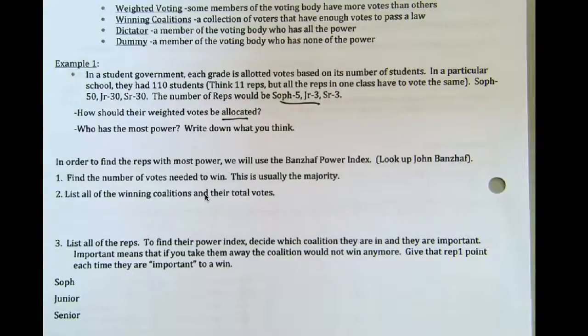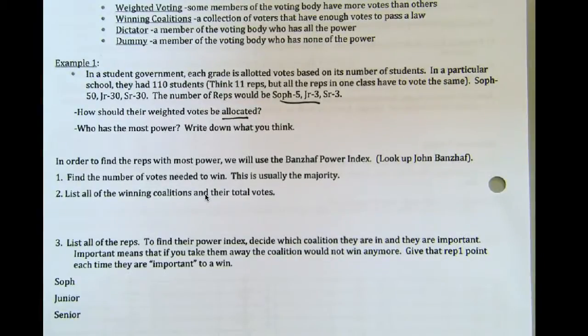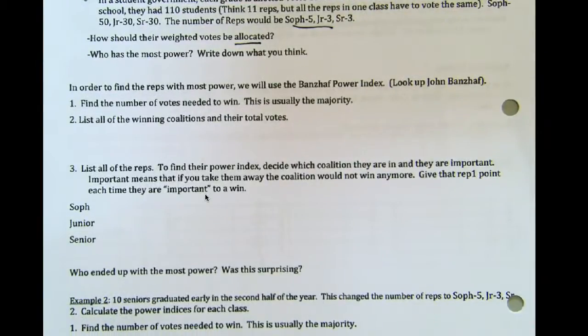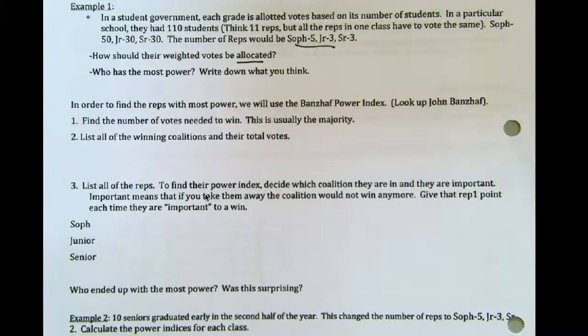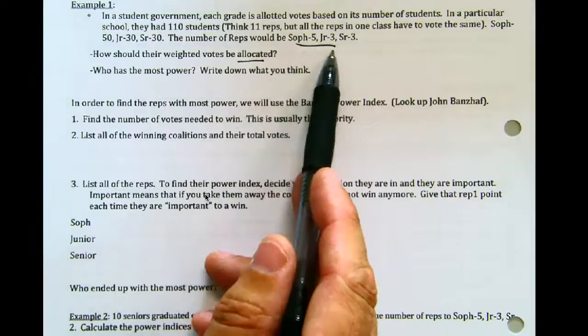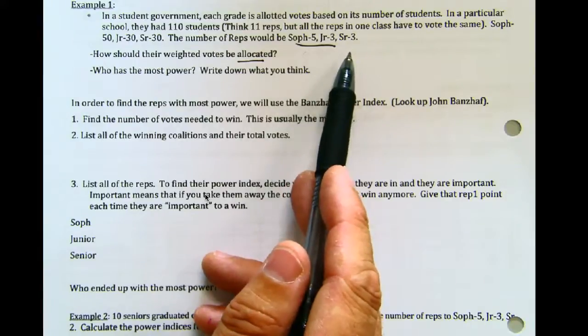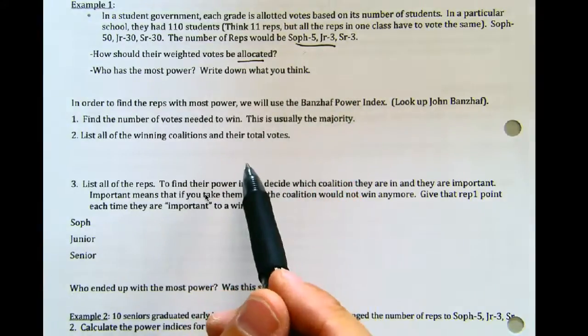Okay, let's see what happens. John Banzhaf created the power index to try to look at this, because he was a lawyer who figured out that certain cities had all the power in a county, even though some of the other municipalities seemed like they had a little bit of power, but they were actually dummies. So what we want to do is take this situation where we have a 5-3-3 voting strength, where all the sophomores vote the same, all the juniors the same, and all the seniors the same, and try to figure out what power they have.